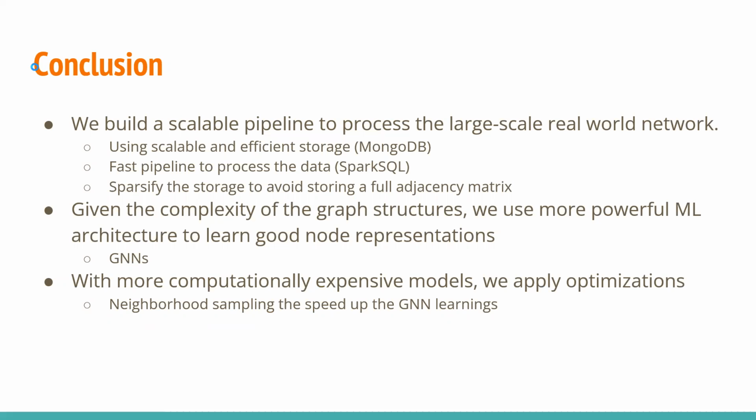To learn the complex graph structures and extract useful information from the neighborhood, we use the more powerful graph neural networks, and we optimize the network with the recently proposed sampling approaches.